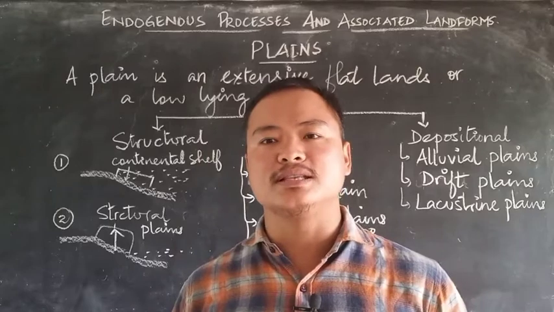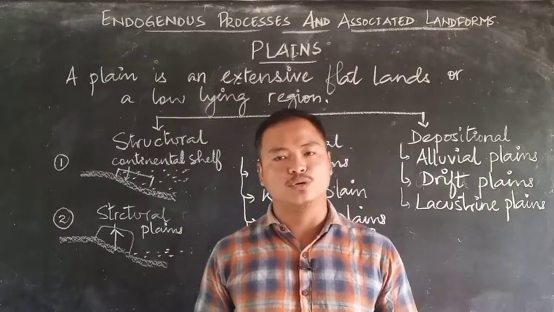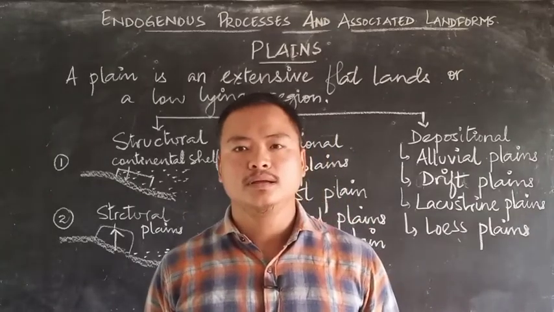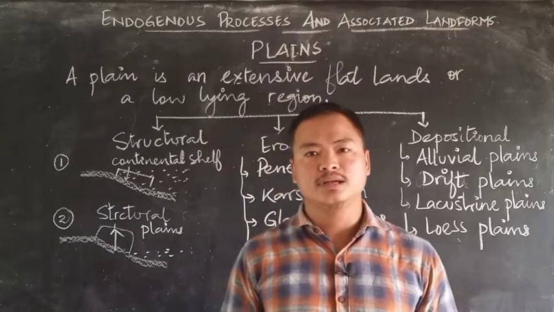A lacustrine plain also results in the formation of a newer lake when water gets deposited at its depth or low-lying regions. Loess plain is an action of wind deposits.